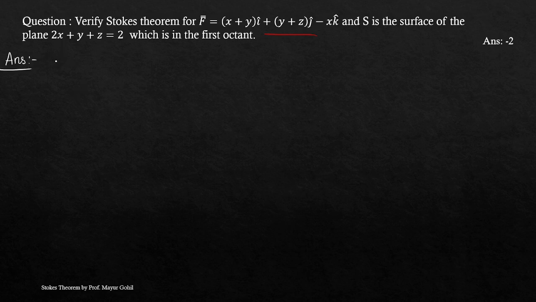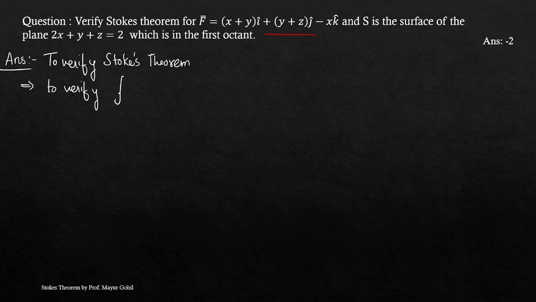First thing we write here, to verify Stokes theorem means to verify that the line integral of f bar dot dr over the closed curve C is equivalent to the double integral of curl f bar dot n hat ds over the surface S. This is what we have to verify. Now, there are many aspects to this question, so let us see them one by one and solve them.